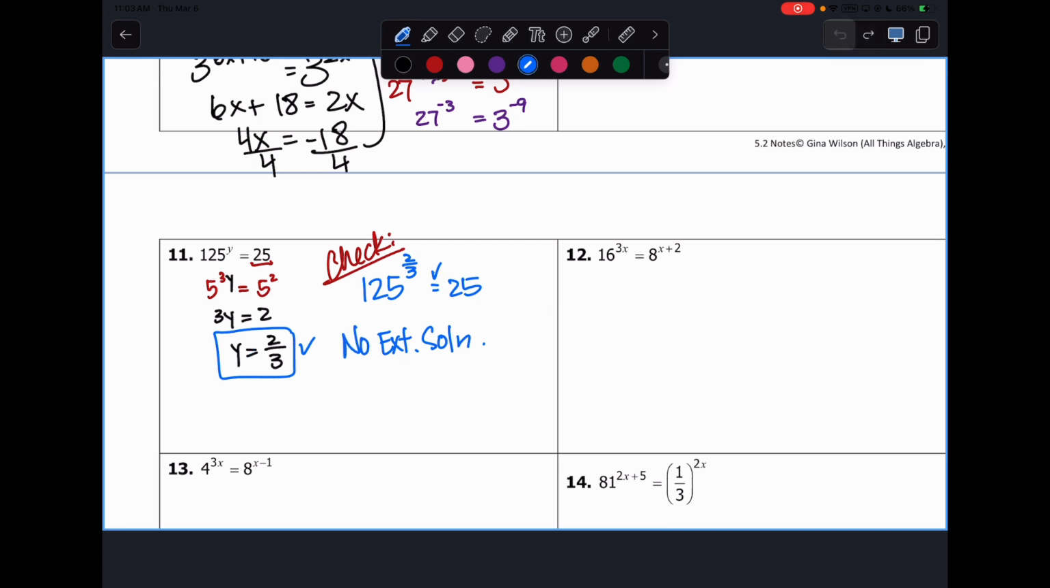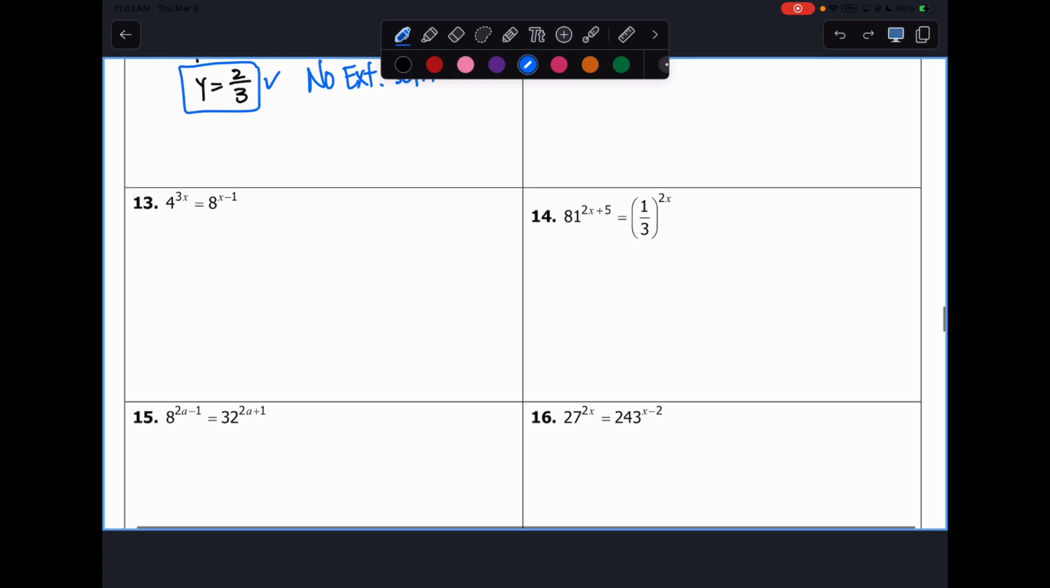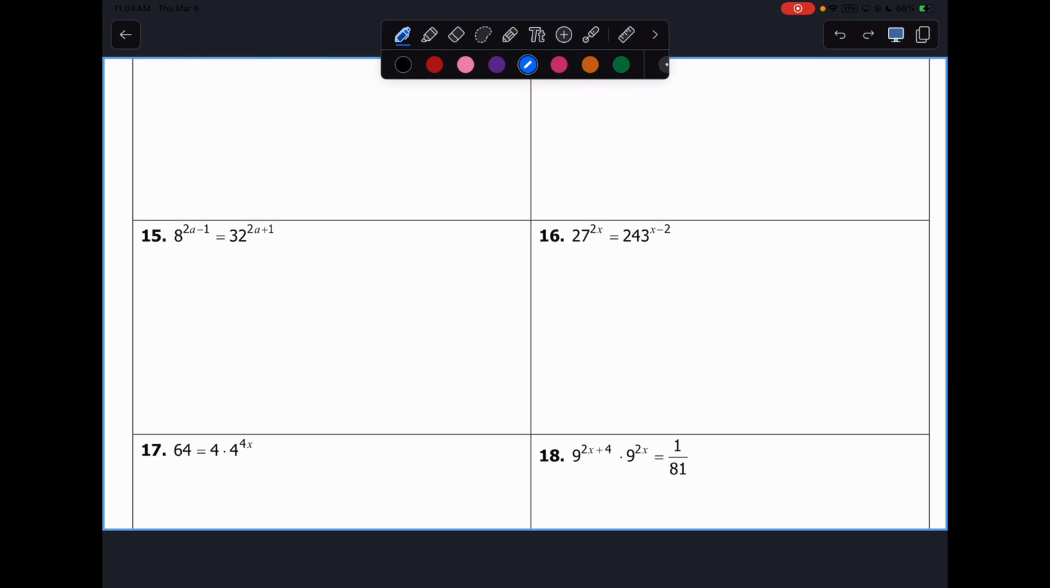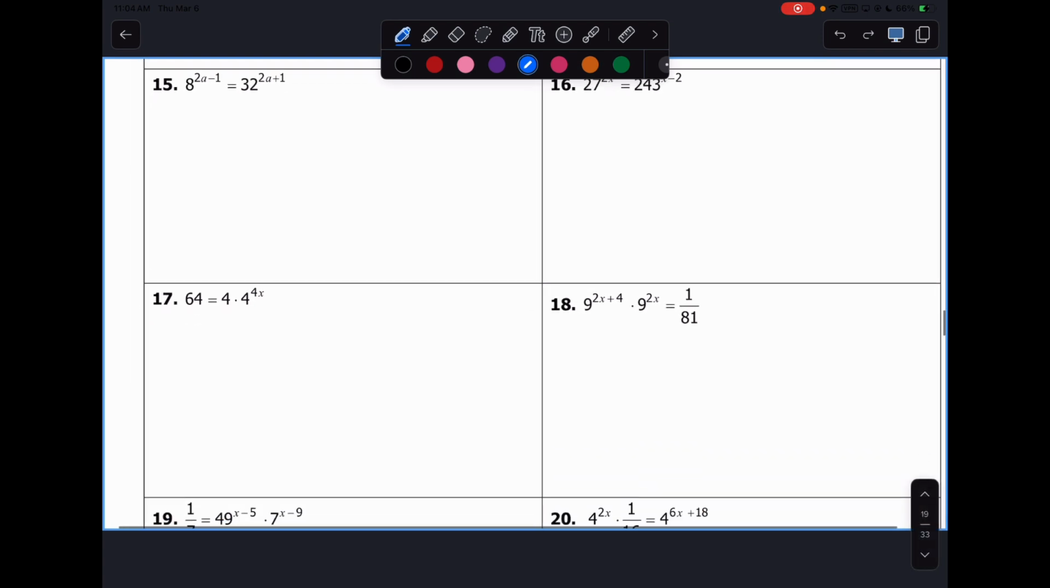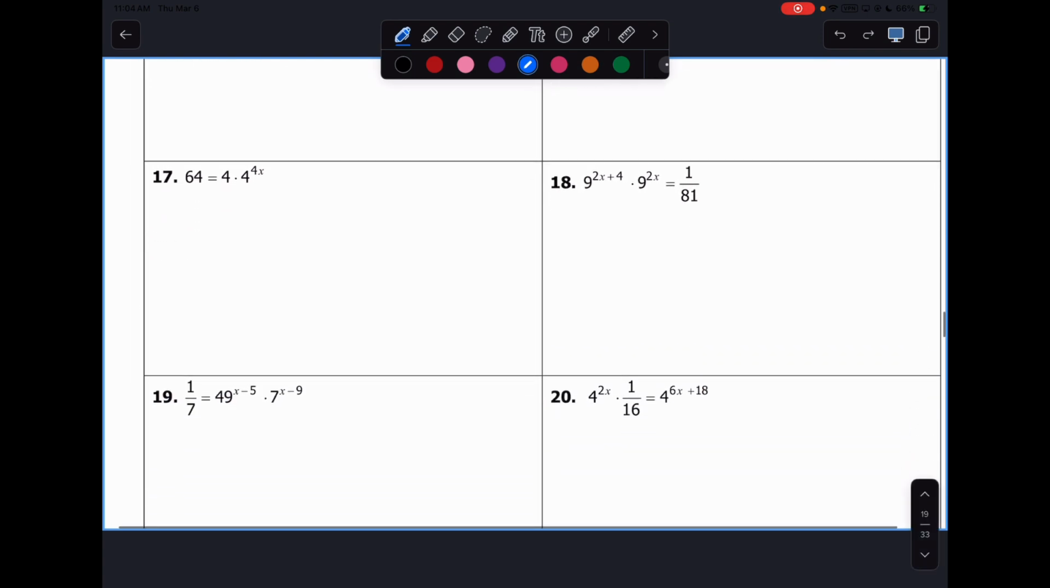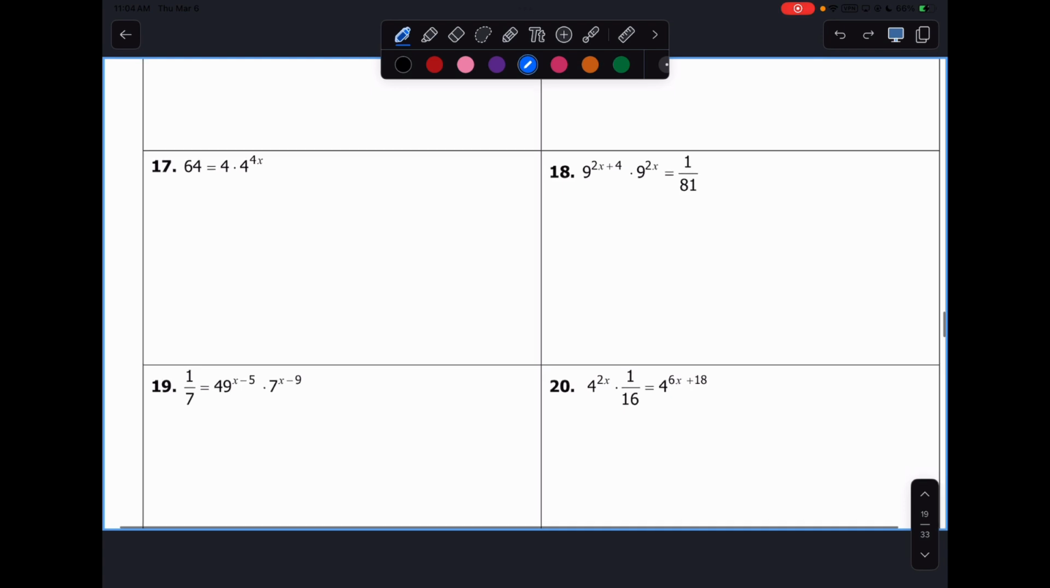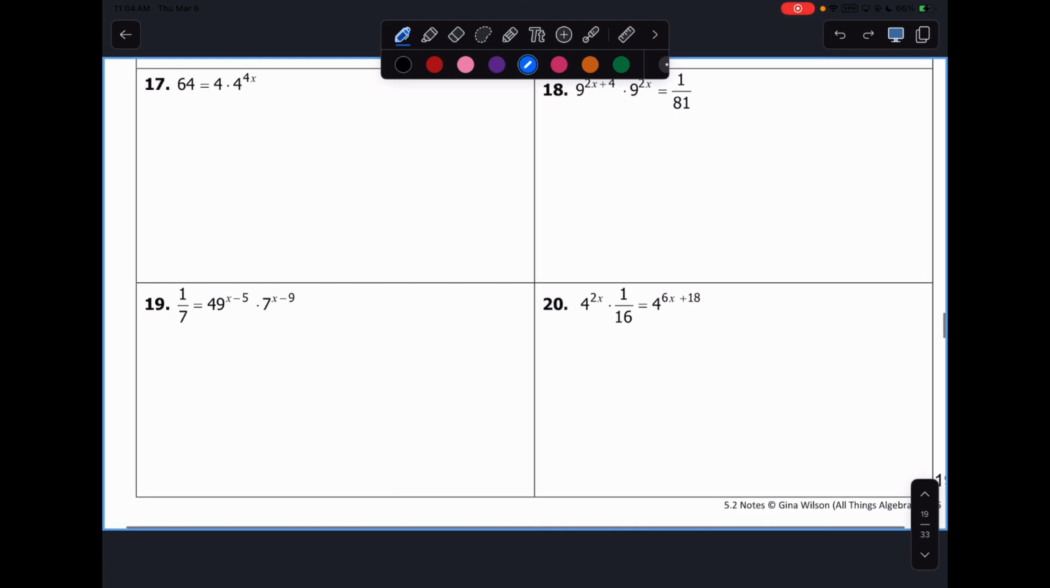Oops. Undo. Okay. That's easy. That's easy. That's easy. Which one should we do? Which one looks really hard to you? 19? I was thinking that too.